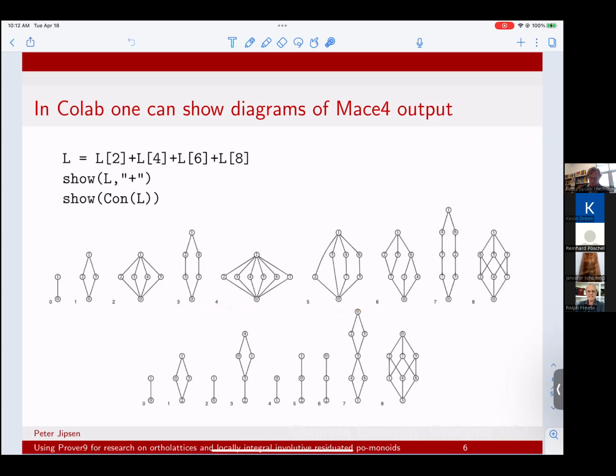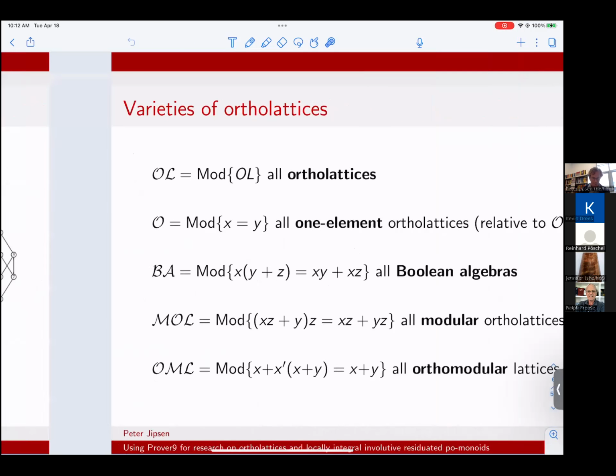And the pictures aren't perfect. Like here, I would draw it slightly differently, but the computer is just spitting them out. And this doesn't work with the command line version very nicely. And then the second row of pictures is showing the congruence lattices. So here you can see that except for this one and these two, so this second lattice and the last 2 lattices are not subdirectly reducible as ortholattices, but the remaining ones are. And so they generate some varieties of ortholattices that are somehow ordered. And that's one of the things we are investigating here.